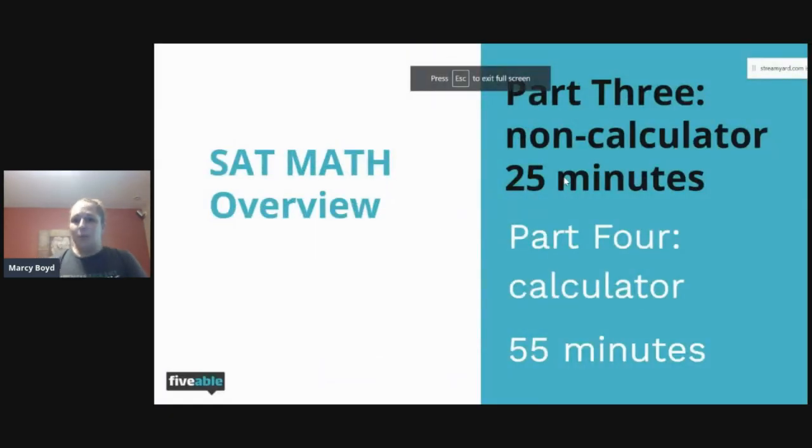Moving along, we are talking about part 3, and we are going to talk about both non-calculator and calculator because, again, today is data analysis, and it is mostly with calculator, but we're going to hit both kinds of questions. Part 3, non-calculator, is 25 minutes. Part 4, which allows the calculator, is 55 minutes. You will have some data analysis of both kinds, so we're going to hit those both for you.